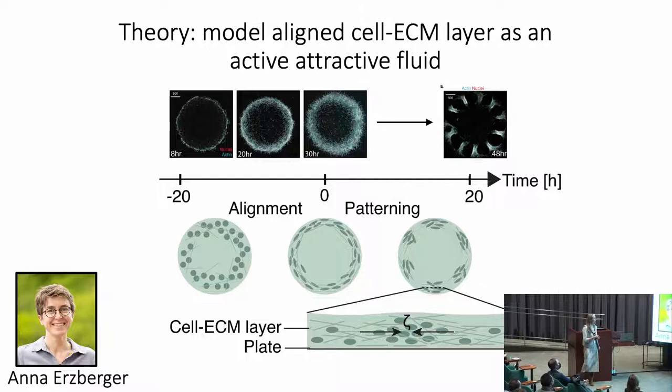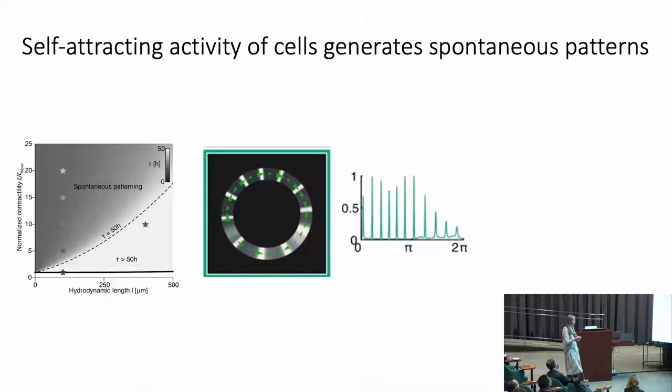And so Anna conceived of the cell-ECM layer together, through a continuum model, as an active attractive fluid. And she set out, using the measurements we can make in the system, to determine if a predicted output of this setup would be a spontaneous pattern. I don't have time to go into the model much, but I'll say that she does find that particular combinations of these two key variables, contractility and hydrodynamic length, which you can think of as the viscosity of the system, do predict spontaneous pattern formation.